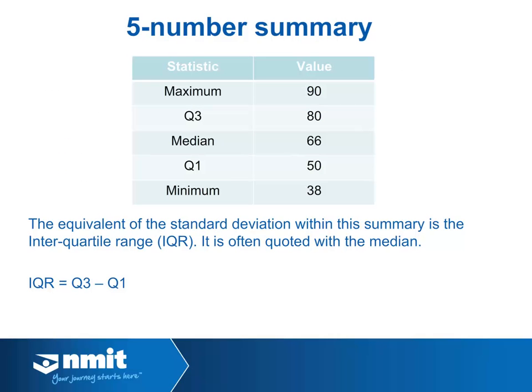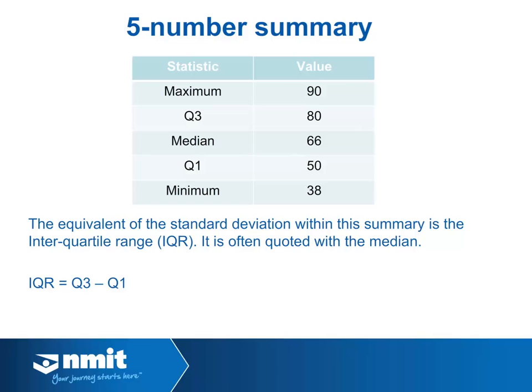So here's the full 5-number summary for this data set. The maximum exam score was 90, the minimum 38, the median is 66, and the 25th percentile, or the first quartile, was 50. So 25% of people scored 50 or less, in other words about 75% of the class passed. The third quartile, or the 75th percentile, was 80%, so 25% of the class got above 80.